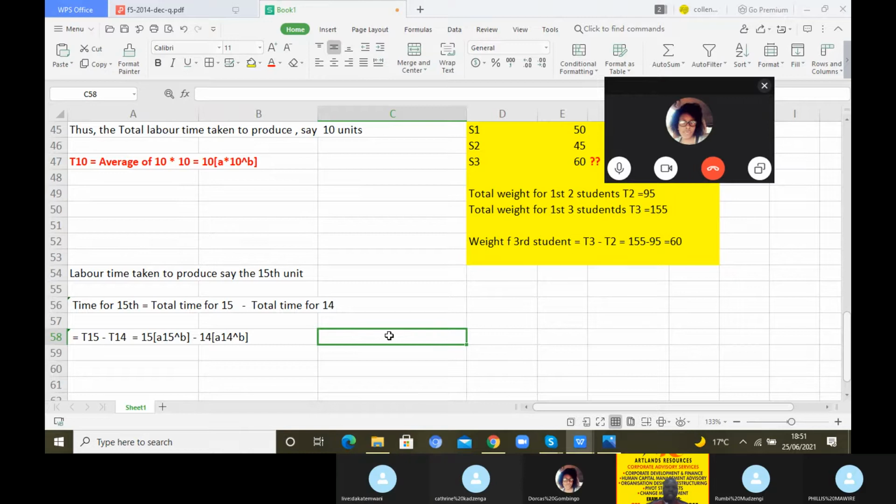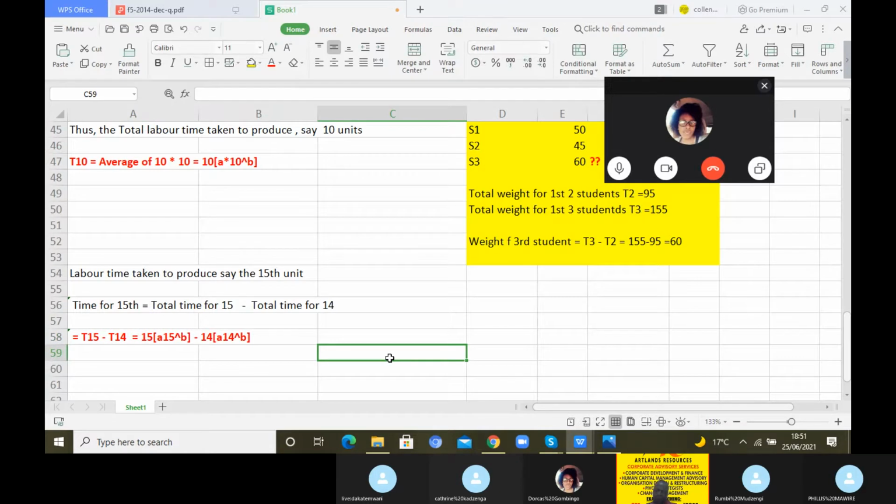Remember, total means, if you are saying total for 10, it's 10 times average of 10. So total for 14, it's 14 times average of 14. Now, I want you to use the notation in this last equation, which is shaded in red.